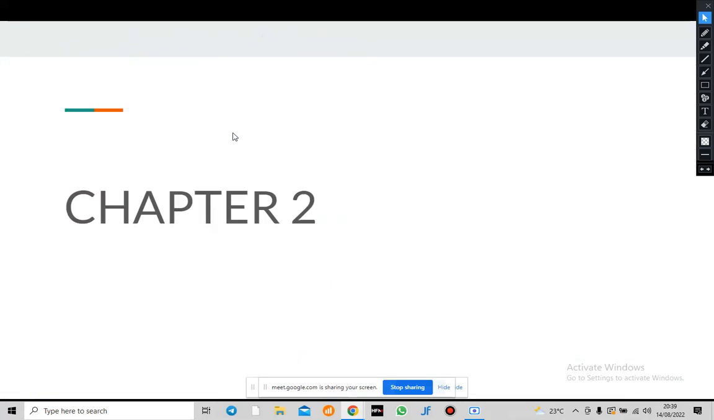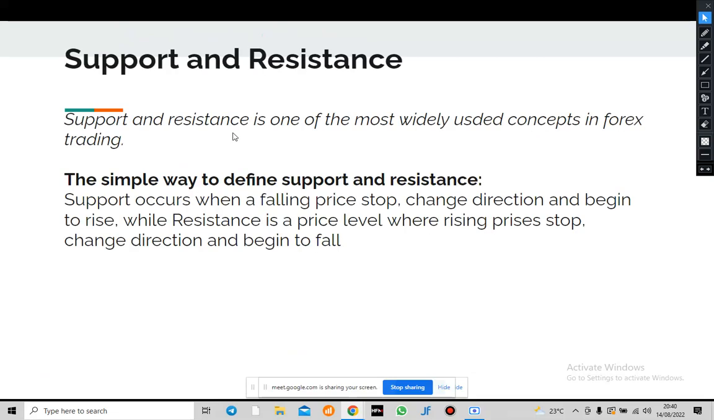Okay, these are what we discussed last night. Now, chapter 2, support and resistance. Support and resistance is one of the most widely used concepts in the forex market. Okay, when we talk about support and resistance, a lot of traders use this concept in the forex market, where we have so many ways of analyzing the market.